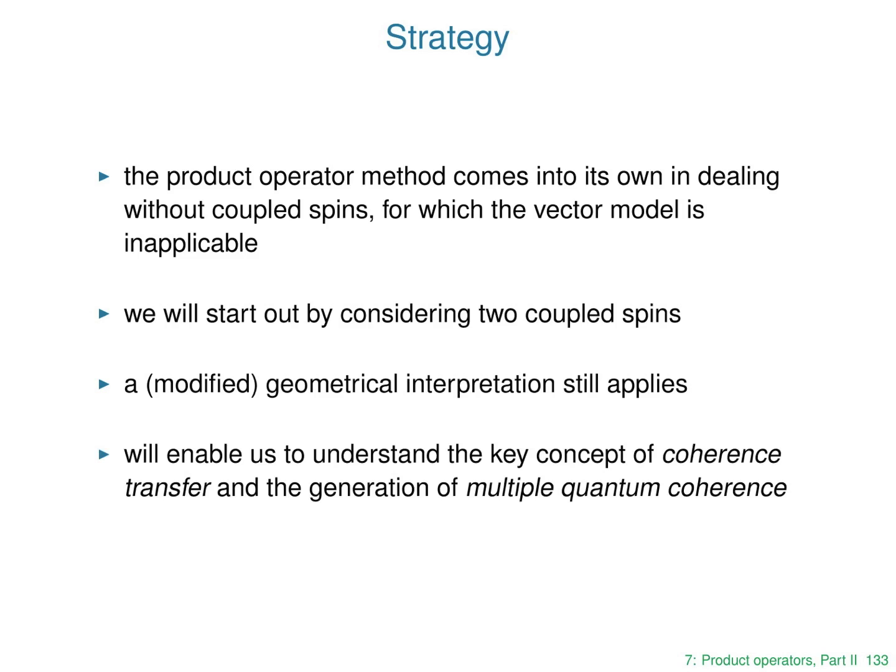And using this, we'll be able to understand two really crucial concepts in NMR. That's coherence transfer and the generation of multiple quantum coherence. And all modern multiple pulse NMR hinges on these two effects. So it really is very important for us. So first of all, I'm going to describe the operators that you need to describe two spins.